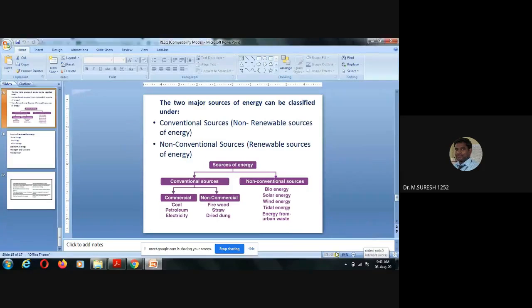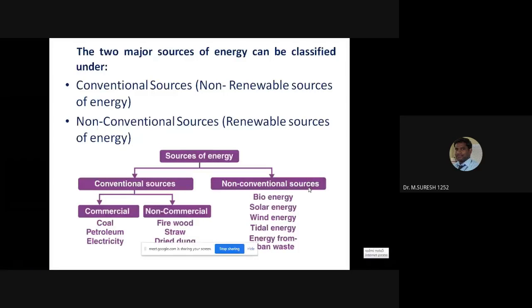Energy available for sources. Based on the conventional sources, we have to classify commercial and non-commercial. With respect to commercial, we have classified coal, petroleum and electricity. Based on the non-commercial, we are going to classify these three things: firewood, straw and dried dung.